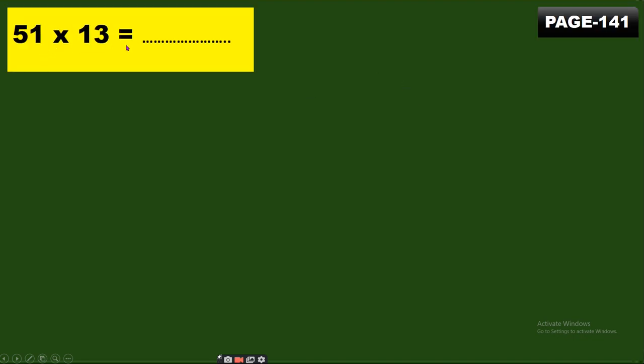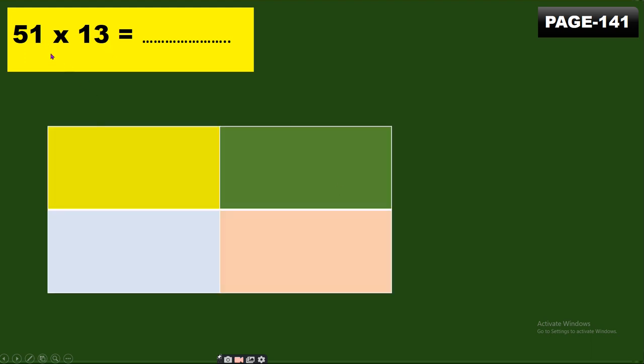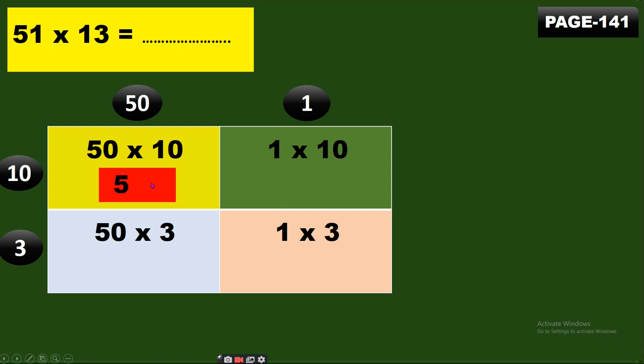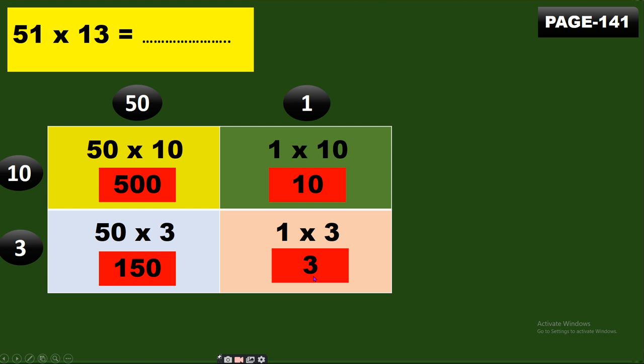51 multiply by 13, again 2 digit multiply by 2 digit, 51 equals 50 and 1, and 13 equals 10 and 3. Here 50 multiply by 10, here 1 multiply by 10, here we'll do 50 multiply by 3 and here 1 multiply by 3. So 5 ones are 5, 0 0, 500, 1 tens are 10, 5 threes are 15, 150 and 1 3s are 3.